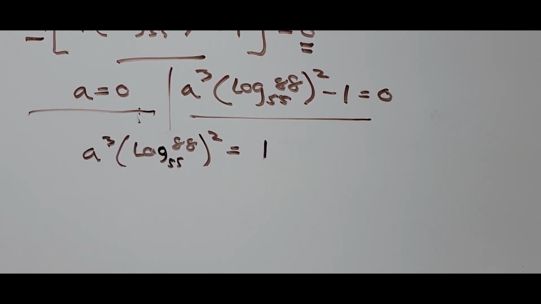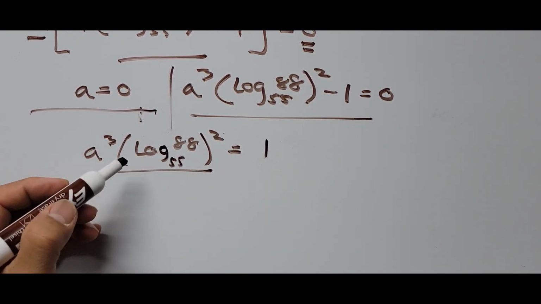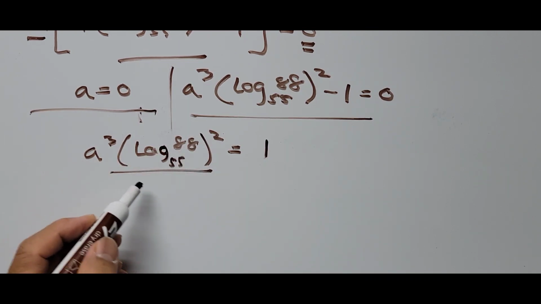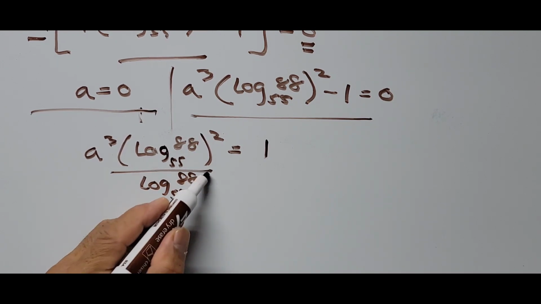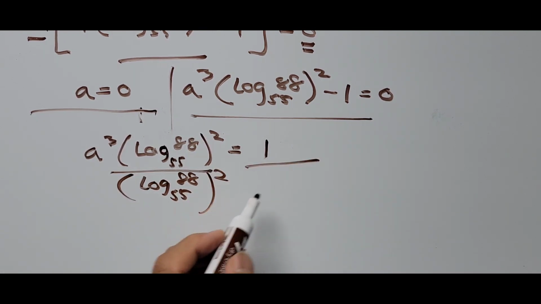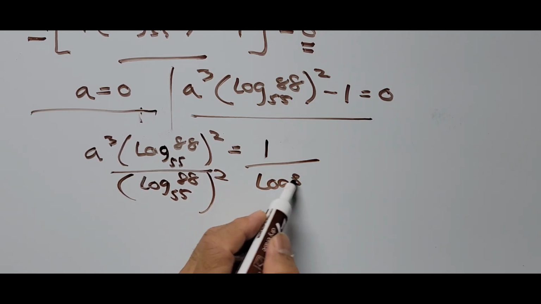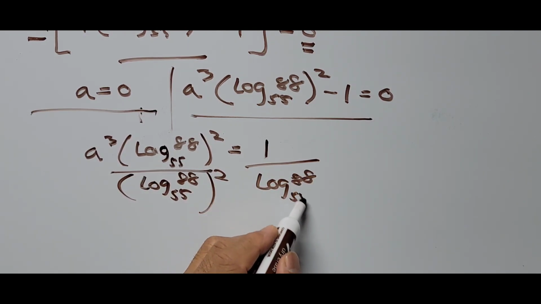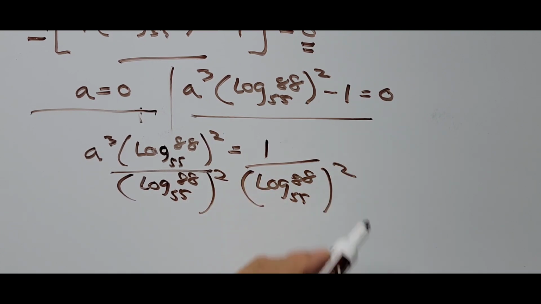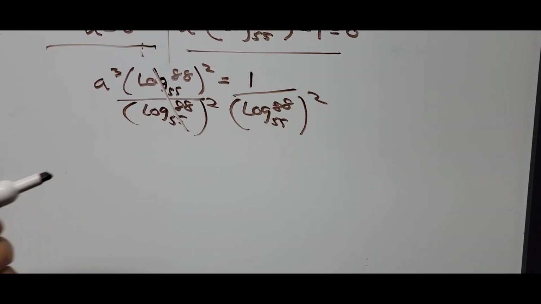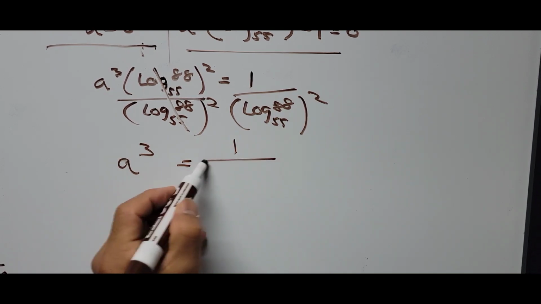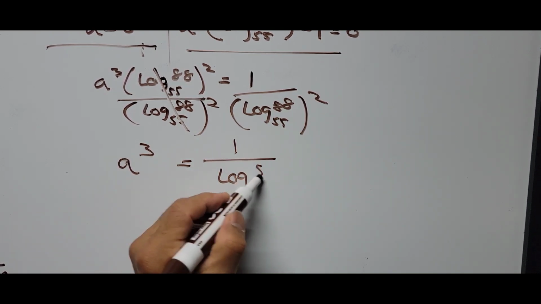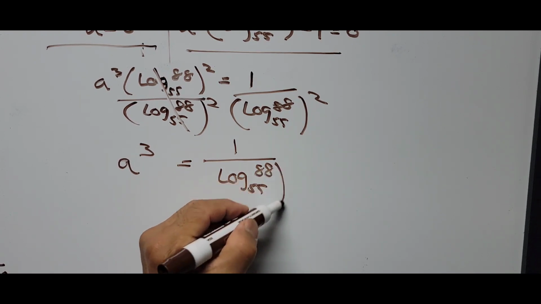Simplifying the equation further, dividing by the value of this log, log squared, that is logarithm of 88 base 55 squared, divided by log of 88 to base 55 squared. So this cancels. Now we have a cubed equals 1 divided by log of 88 base 55 squared.